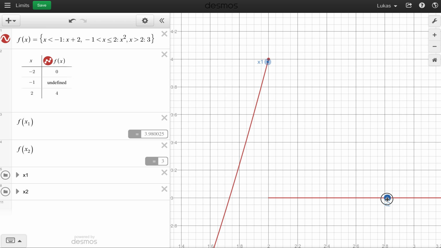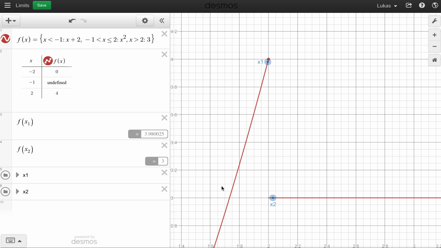But what about from the right side or from the positive side? As we get closer and closer to 2, the function is just at 3. It's not changing, right? So that's weird because the limit from the right side or the positive side seems to be approaching 3. The limit from the left side seems to be approaching 4.